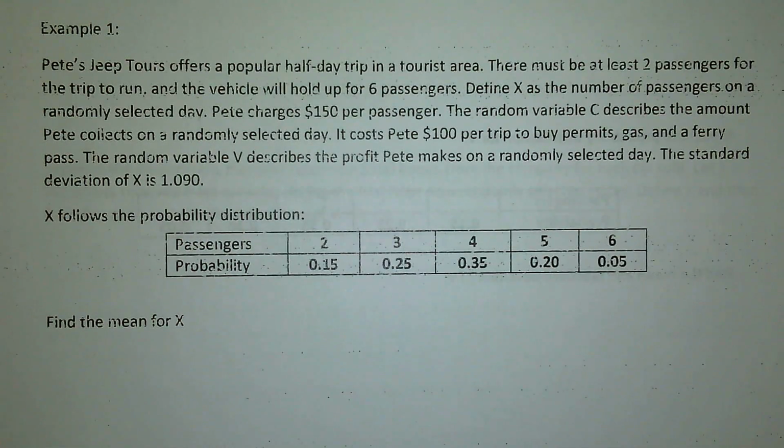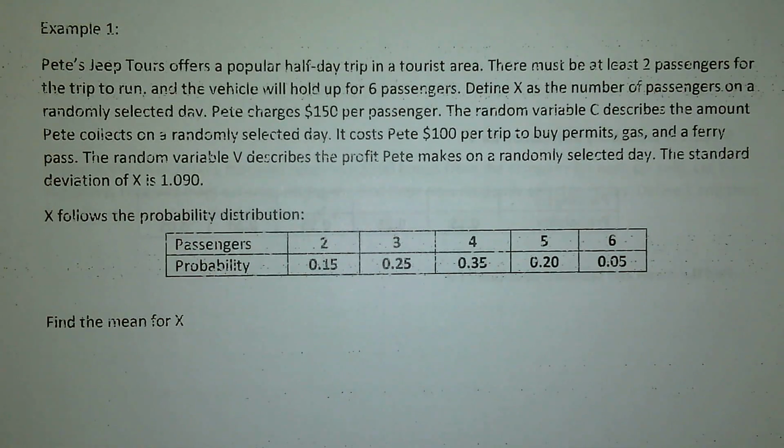So here we go. Pete's Jeep Tours offers a popular half-day trip in a tourist area. There must be at least 2 passengers for the trip to run, and the vehicle will hold up to 6 passengers. Define X as the number of passengers on a randomly selected day. Pete charges $150 per passenger. The random variable C describes the amount Pete collects on a randomly selected day, and it costs Pete $100 per trip to buy permits, gas, and a ferry pass. The random variable V describes the profit Pete makes on a randomly selected day.